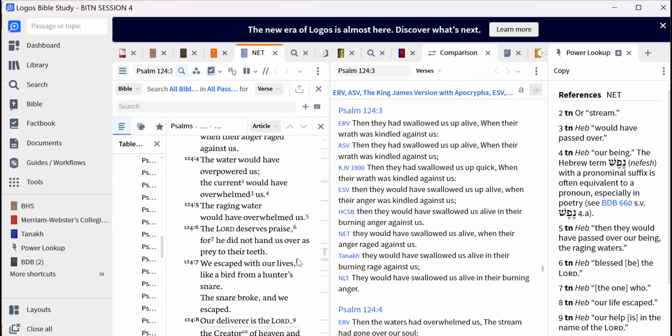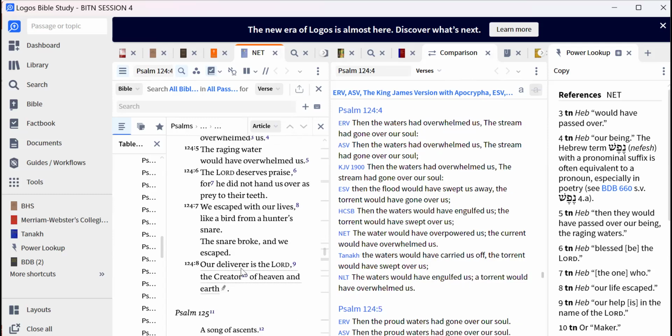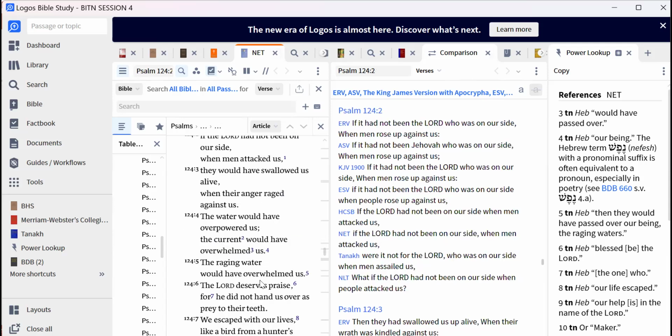The Lord deserves praise. Oh, blessed be the Lord, the name of the Lord. For he did not hand us over as prey to their teeth. We escaped with our lives like a bird from a hunter's snare. The snare broke. We escaped. Our deliverer is the Lord, the creator of heaven and the earth.